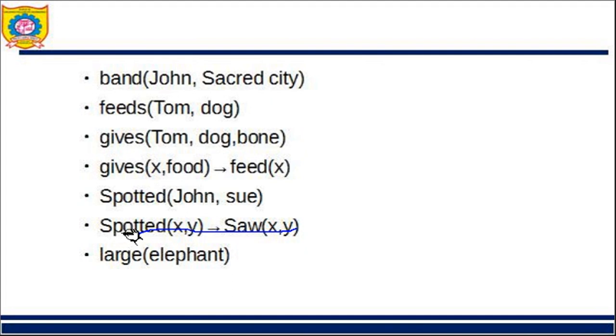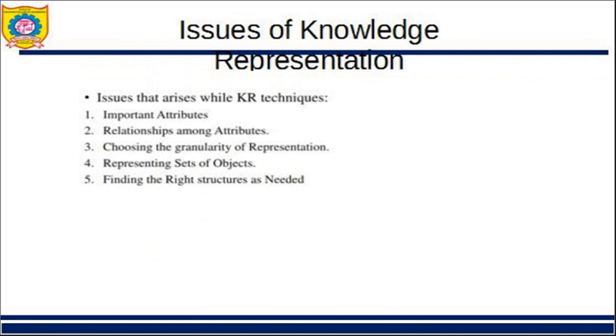So here we have modified the granularity. Our representation is spotted(x, y), meaning y is spotted by x. For example, John spotted Sue, and the conclusion is John has seen Sue. Since Sue is also there, you can answer the question: did John see Sue? Yes, he has seen Sue. So here the level of granularity is increased. Fine, this was our third issue.